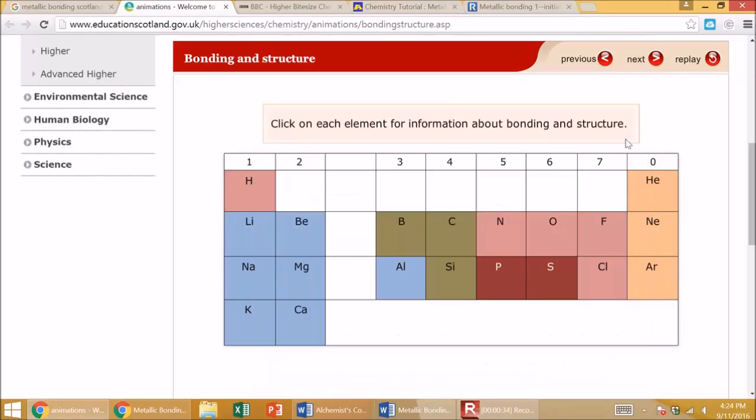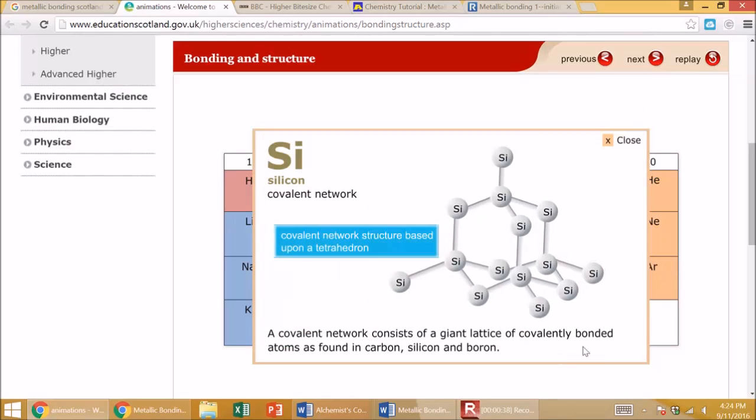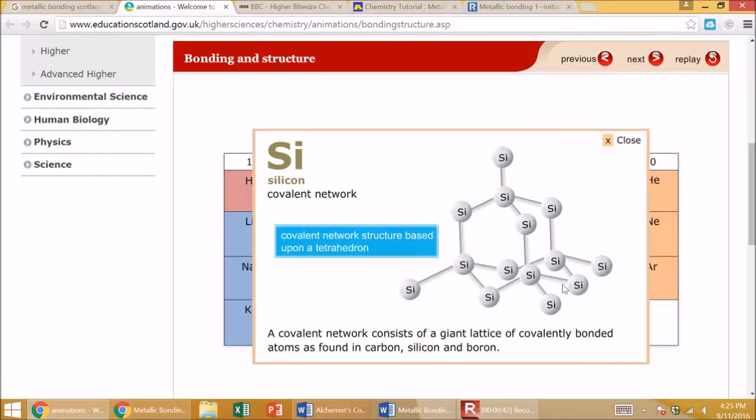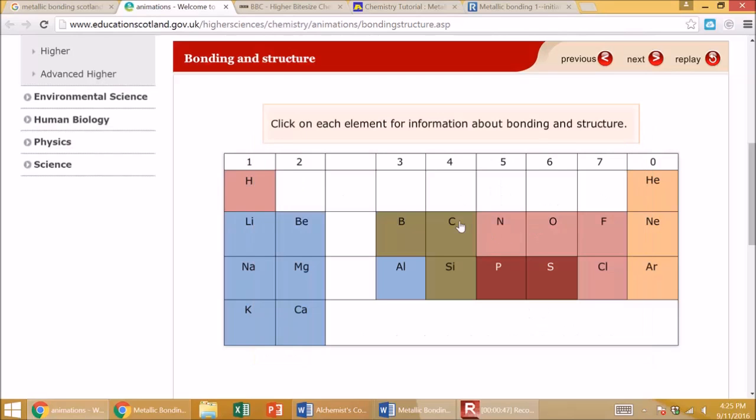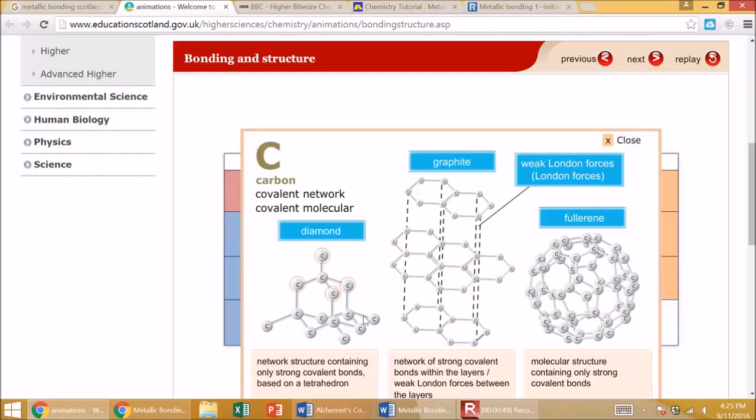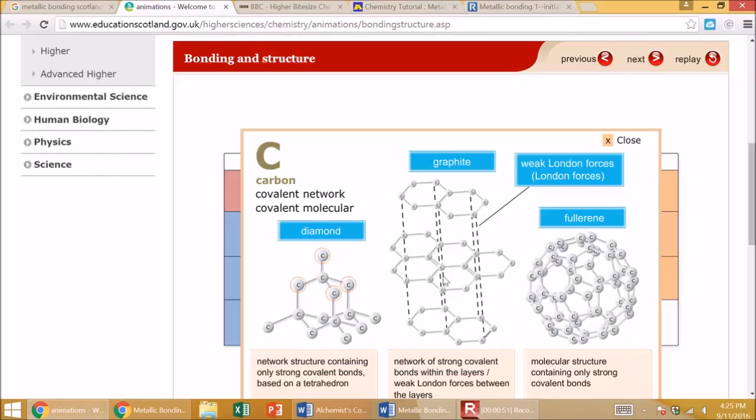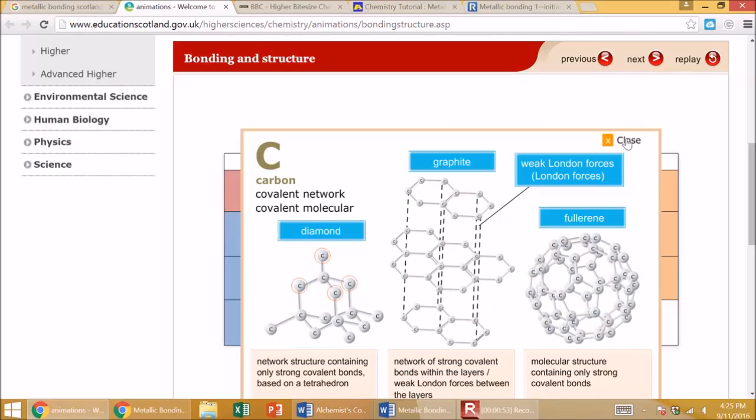They're all metals. But if we look at something that's not a metal, like silicon, you can see here it's a very different type of bonding. This is very rigid. There are no mobile electrons. Similarly, carbon has varying structures, but they are all these rigid bonds, no mobile electrons.